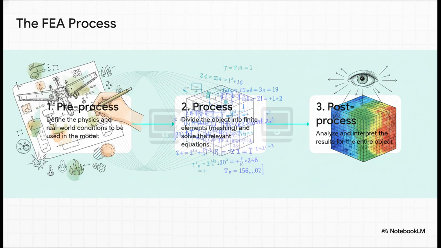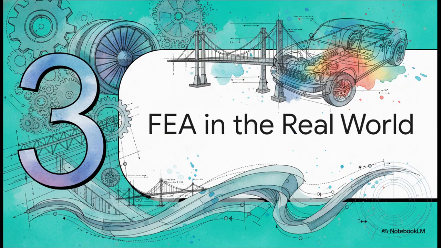Then the computer takes over. That's the process stage. It builds that mesh we were just looking at, and then it crunches the numbers. It solves all those complicated equations for every single element. And finally, you get to the post-processing. This is the payoff. The engineer gets all the results back, usually as an awesome color-coded map that shows you exactly where the stress is, or the hotspots, or the vibrations on the whole object. And this three-step process is the engine that powers some of the most advanced engineering on the entire planet.